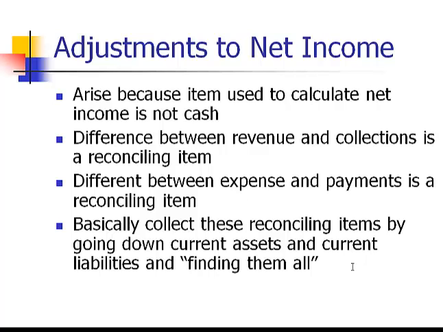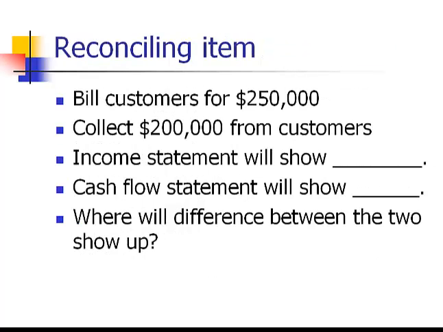So when you're creating an indirect presentation, basically you're going and finding all the places that expenses and payments and revenues and collections differed. So let's do a few. Let's say that a firm invoiced customers $250,000, so that's sales on credit. And they also, in the same period, collected $200,000 from customers. What will the income statement show? It'll show the $250,000 invoiced.